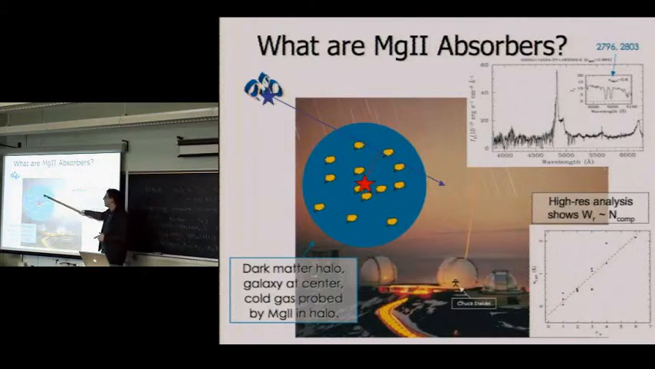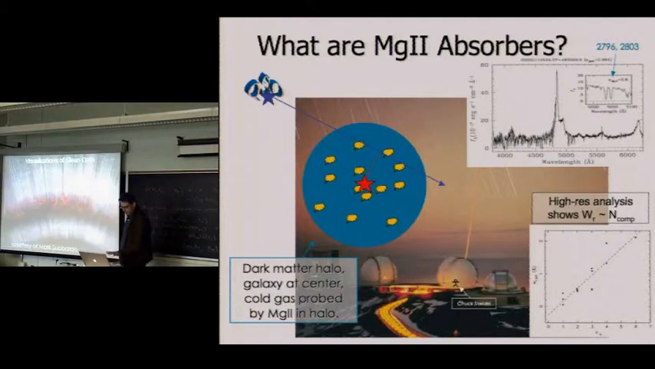It's this picture here, where as the line of sight goes through the halo, it'll hit some clumps or clouds of gas, and each one of those would produce a little bit of absorption, which are smeared out in the Sloan spectra. So that's the general picture of what's going on. Now, I said you can actually find these things in Sloan data.